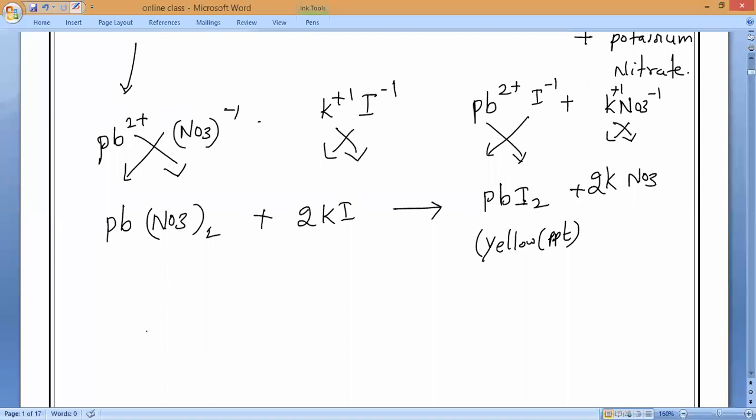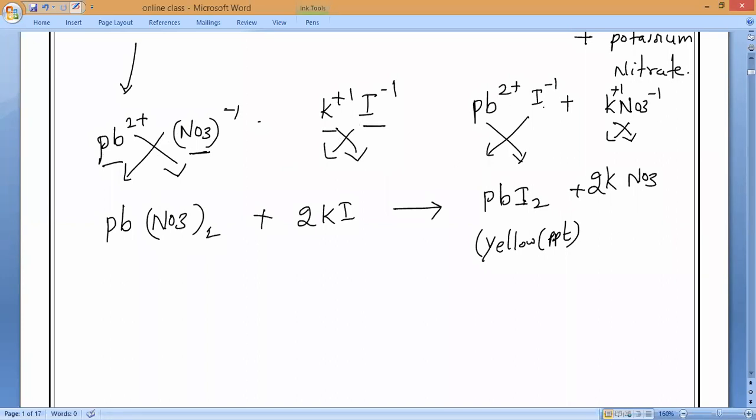Now observe very carefully here. Here I am writing what is actually exchanging. Can you see it and tell me? Here you notice it very carefully. One metallic ion, one non-metallic ion is there. Same way here, one metallic ion, one non-metallic ion is there.